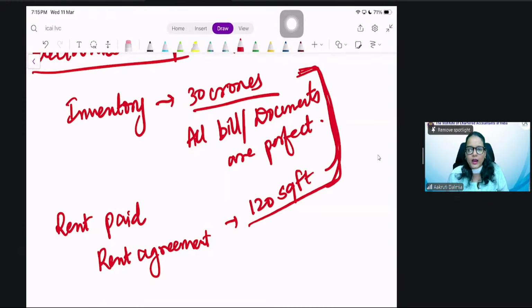Yes, Gayatri has given the answer. Less space and more inventory held. How can there be 30 crore of inventory in 120 square feet, ma'am? 12 by 10 shop. Okay. This is the total rent available. Godown, there's nothing else. They don't own any other building. There's only one rent agreement. And this is the rent agreement found.